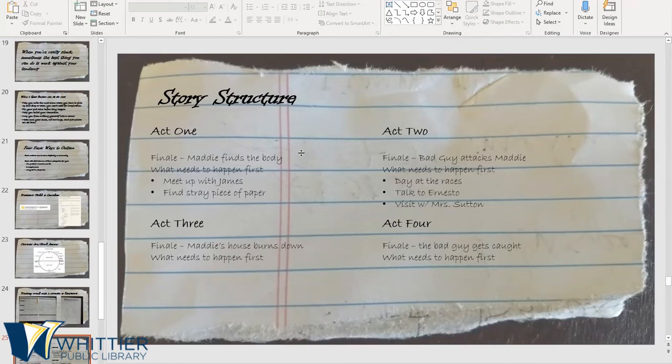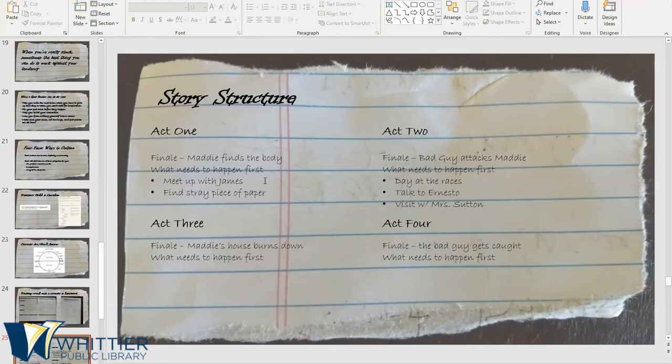And this is exactly how I used it, more or less. I kind of fudged a couple of things in act one, but this is how I used it for Death of the City Marshal. I tend to write the finale at the end of the act. You don't have to, you can just work your way up to it. But I tend to write, okay, what needs to happen at the end of act one? Oh, Maddie needs to find the body. Or in Death of the Chinese Field Hand, oh, she needs to have the second field hand killed.